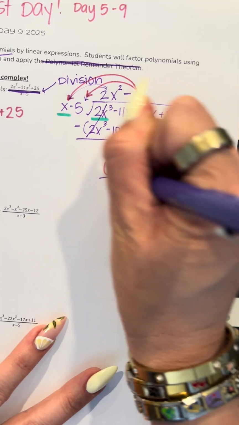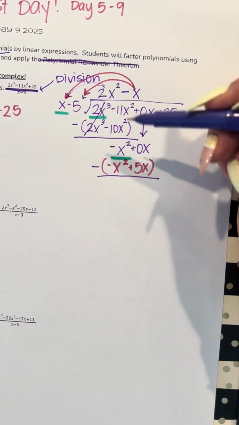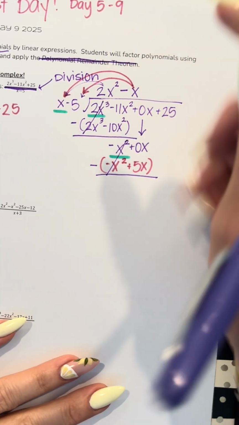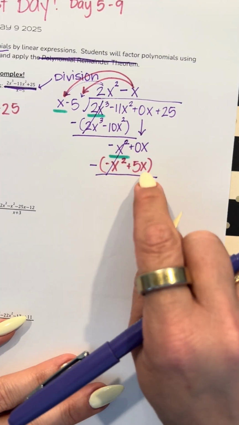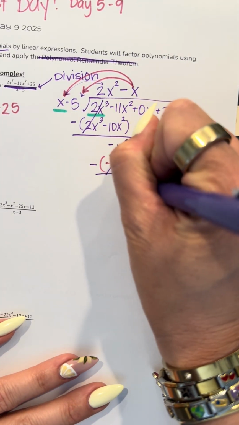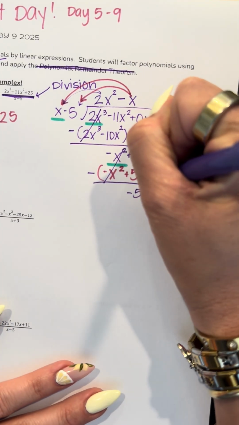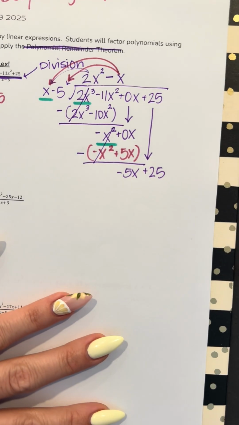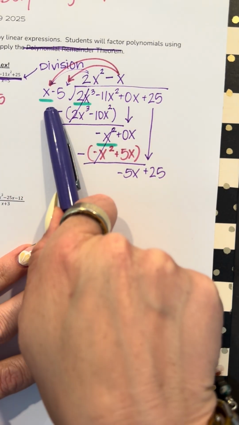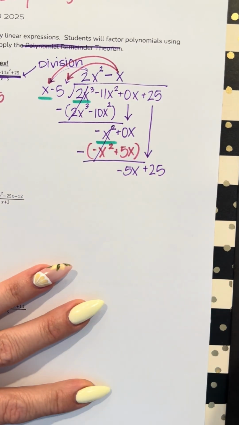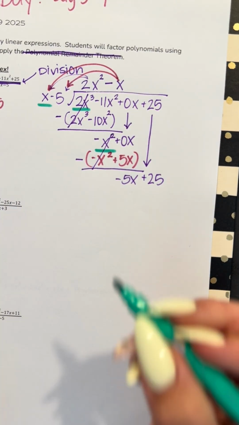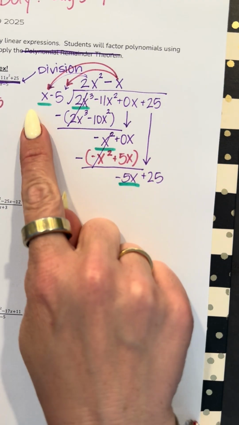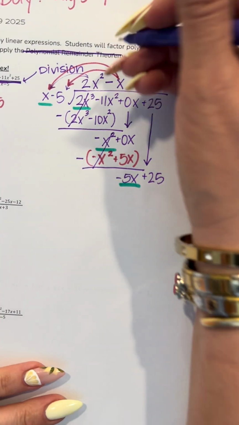Draw my line and subtract. Negative x squared minus negative x squared is 0. 0 minus 5x is negative 5x. And I will drop down that 25, which is positive. Going from here, x times what is going to be negative 5x. So again, underlining, this is where my focus is at in order to find a number up here. So x times negative 5.